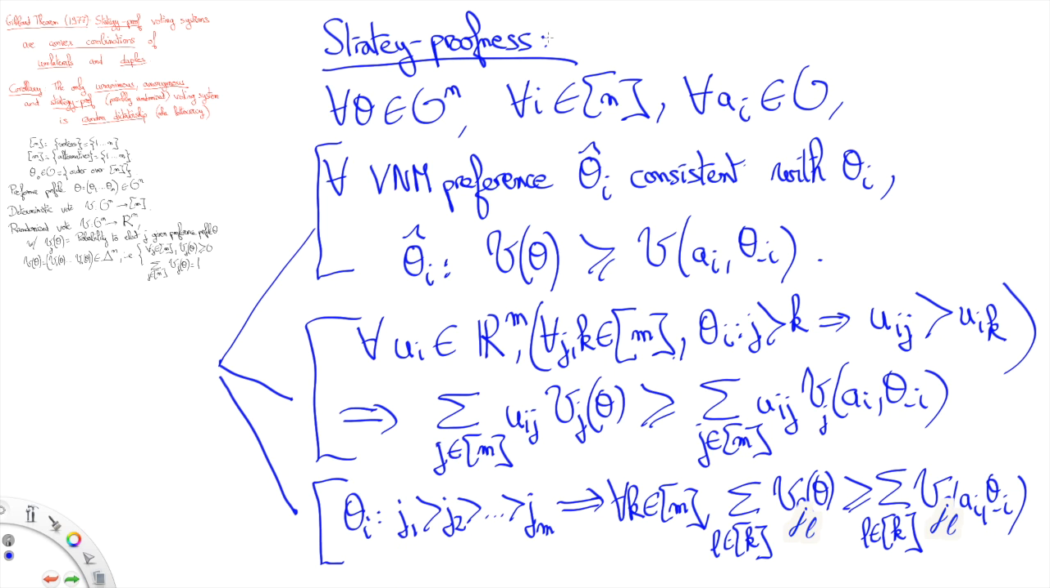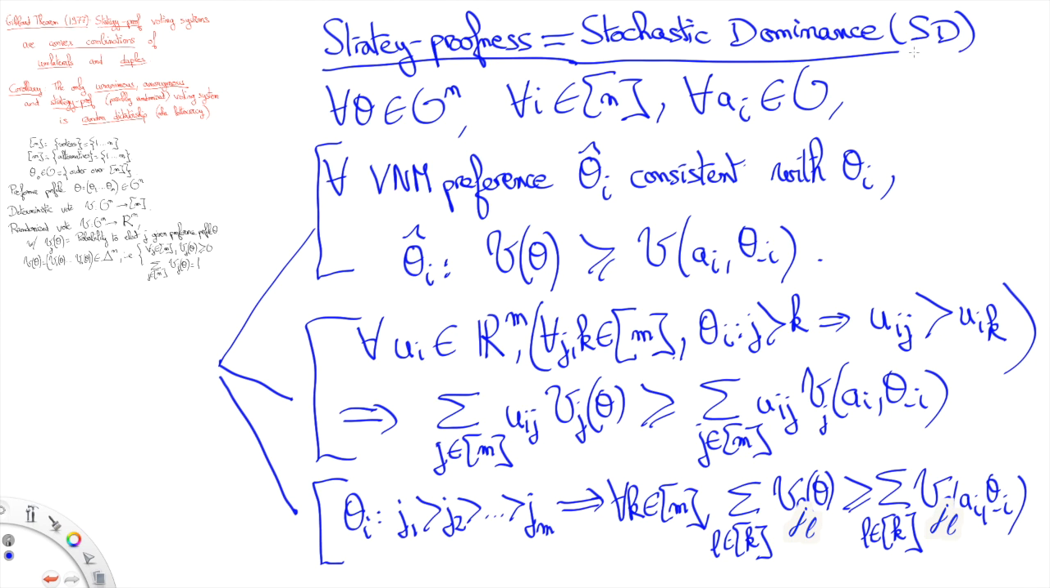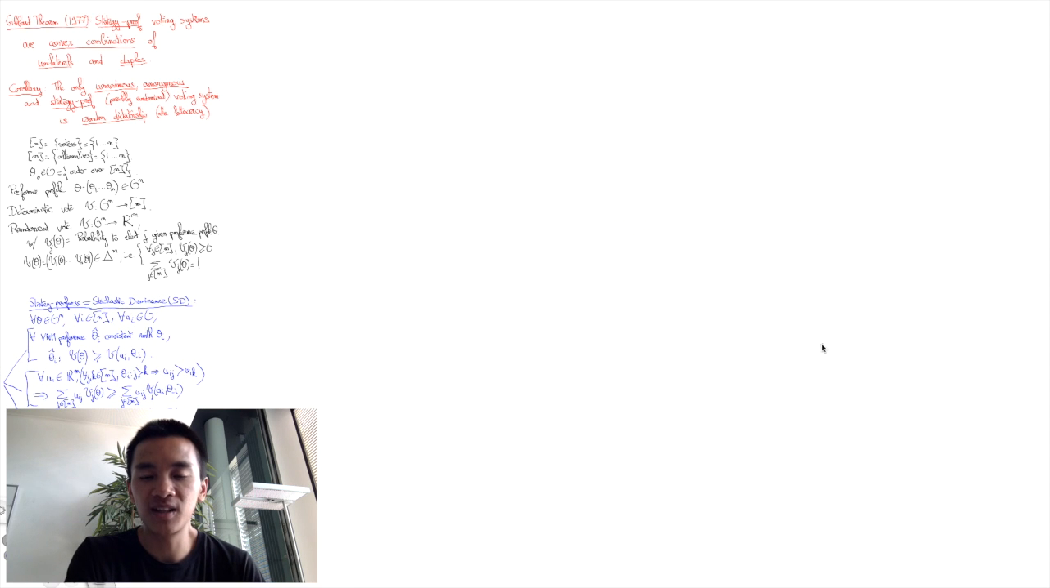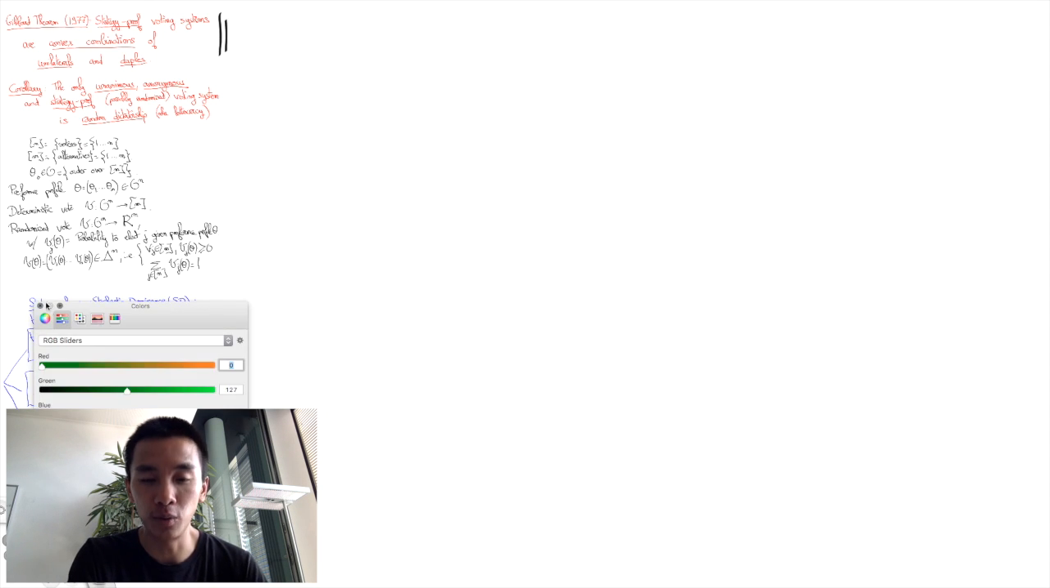Gibbard's tour de force was to find a simpler equivalent characterization of voting systems that satisfy stochastic dominance. Namely, he proved that strategy-proof voting systems were convex combinations of unilaterals and duples.